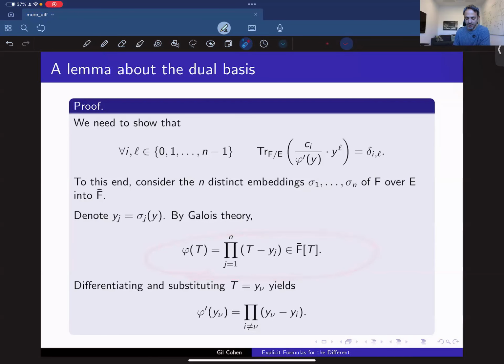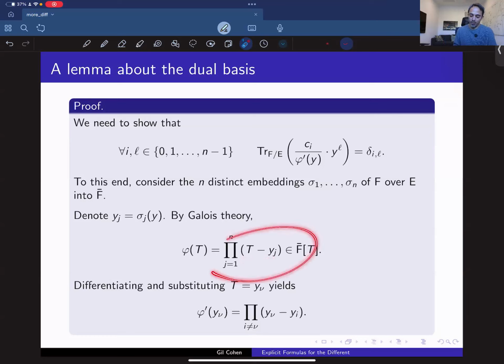But anyhow, we have this, and if we differentiate with respect to t and substitute y_ν for some fixed ν, then what I claim we get is this thing. Because if you differentiate that, you have a sum. How do you differentiate a product? You have a sum of products where in each product one term is missing. Everything here is monic.